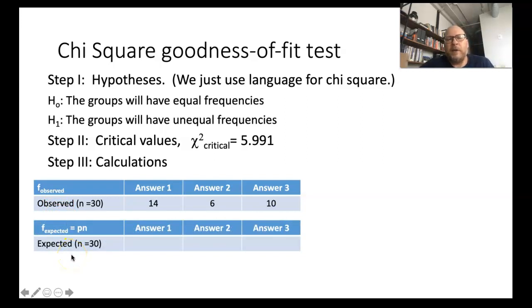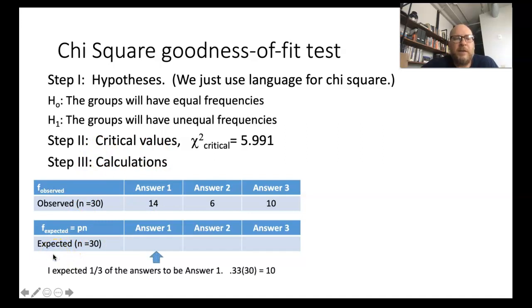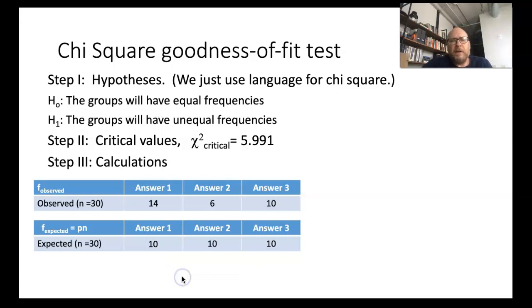Remember, an expected value is the probability times n, as I showed you back there with the coin toss. So in this case, my expected value is just something I came up with. I assumed they would be randomly distributed, which would mean that I would expect 1/3 of the answers to be 1. 0.33 is 1/3 times 30, which is n, gives me 10. So I've got 3 categories and they're equal. I expect them to be 10. Okay? So that's how you find that.